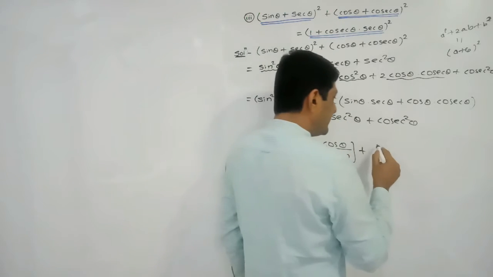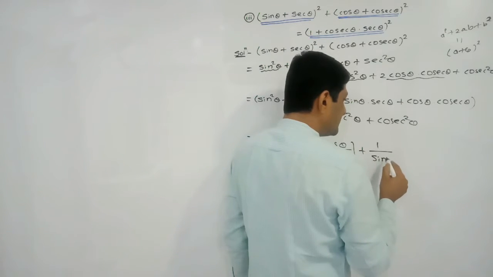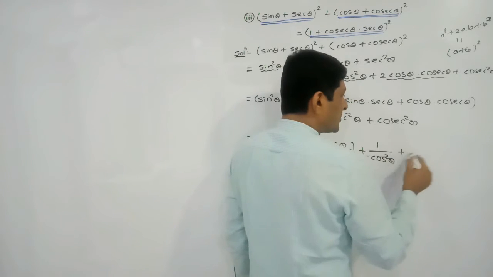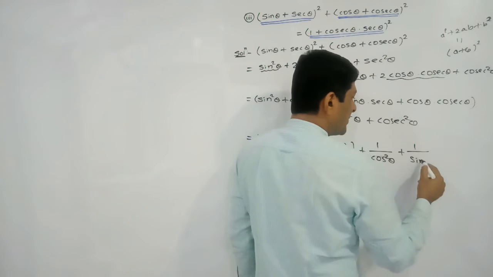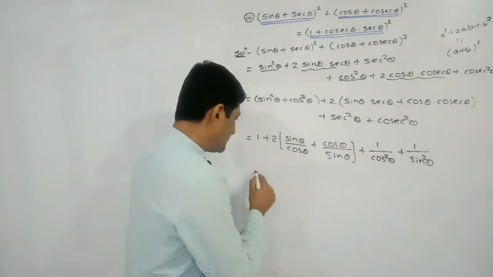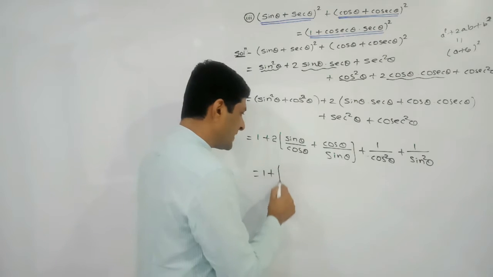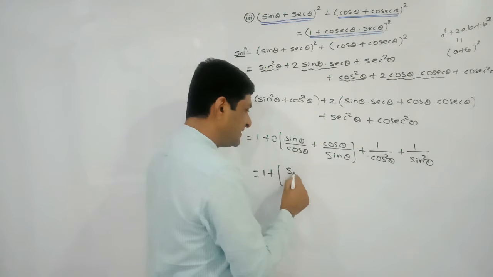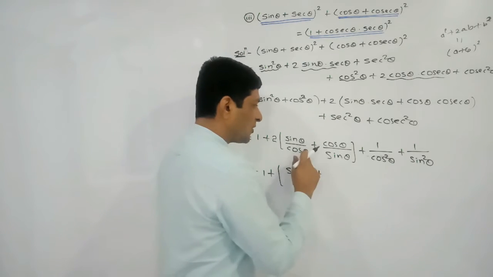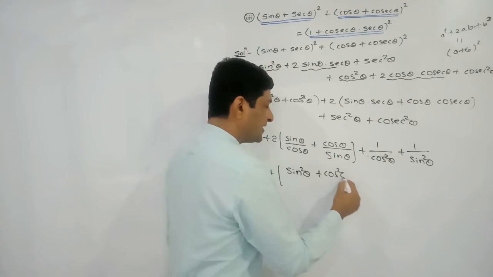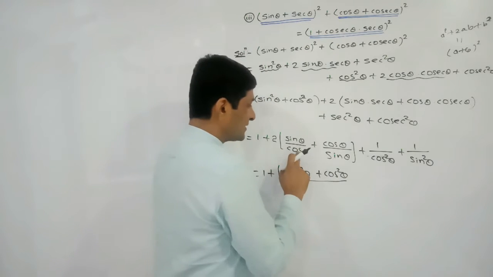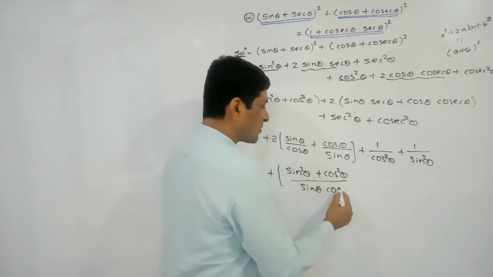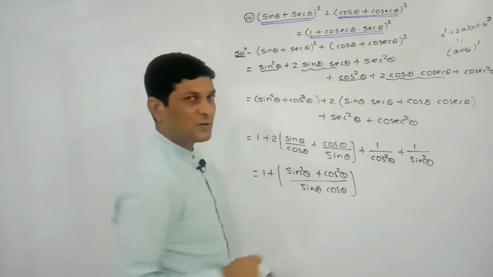So sec square theta can be written as 1 upon cos square theta, and cosec square theta can be written as 1 upon sine square theta. So which is equals to 1, keep it as it is, plus also as it is. Take the cross multiplication. Let us see what we'll get. Sine into sine is sine square theta, plus cos into cos is cos square theta, and in the denominator sin theta into cos theta will be sin theta into cos theta.